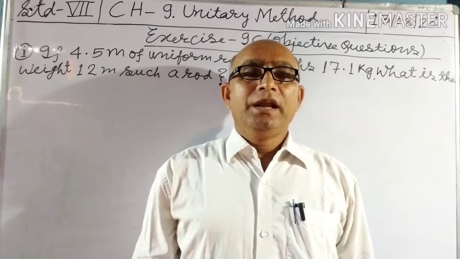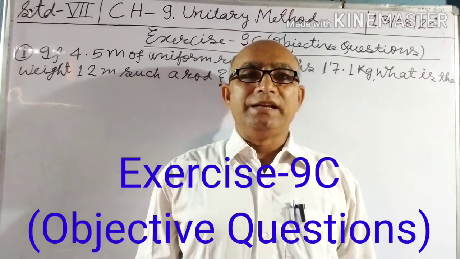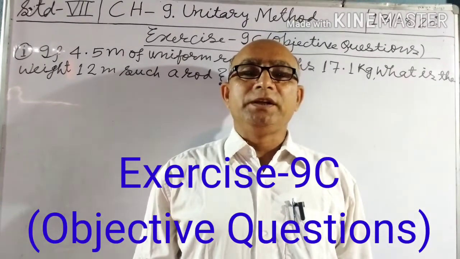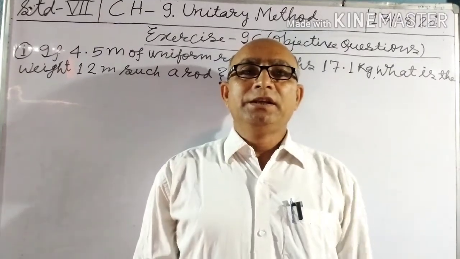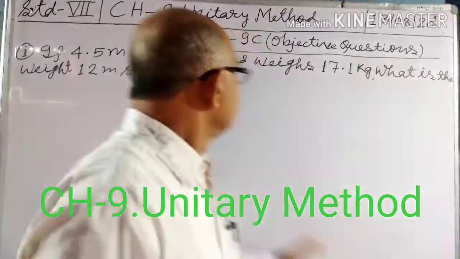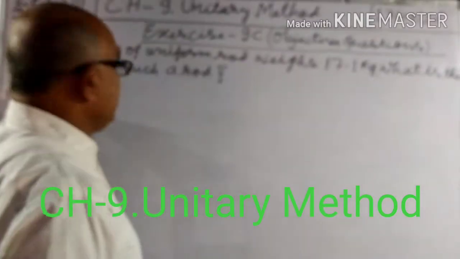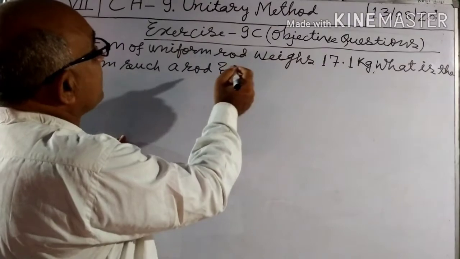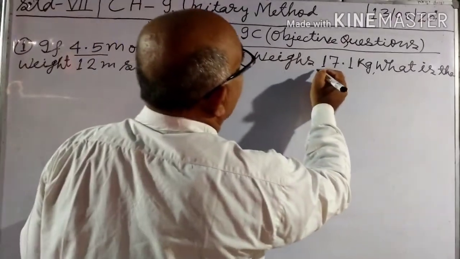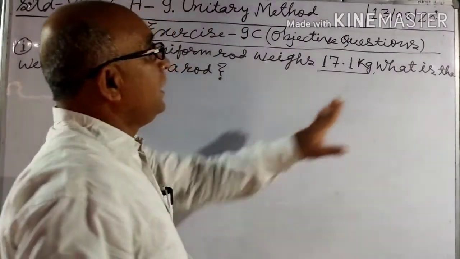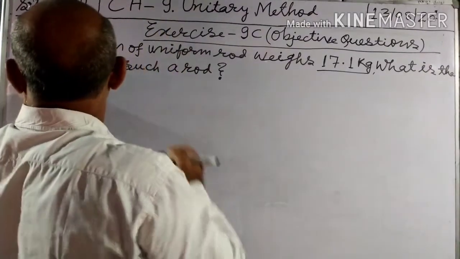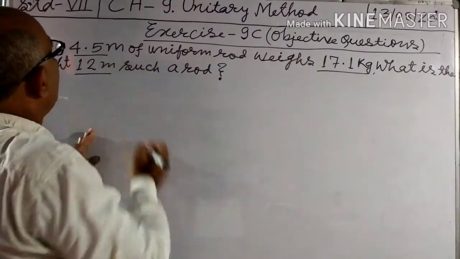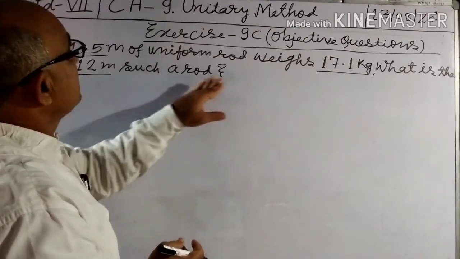Students, today I shall solve exercise 9C objective questions of chapter 9, unitary method. So question number 1 is written here. If 4.5 meter of uniform rod weighs 17.1 kg, what is the weight of 12 meter of such a rod?